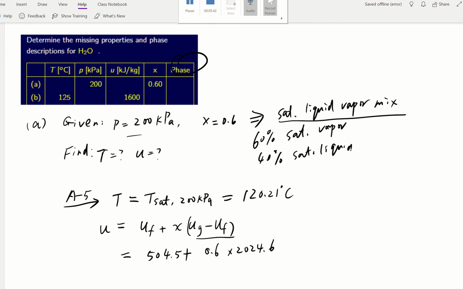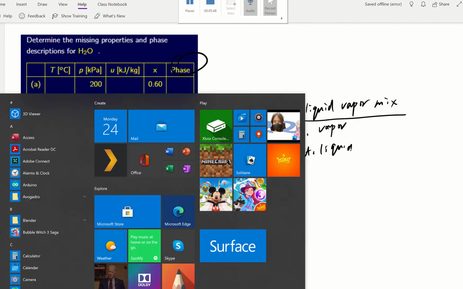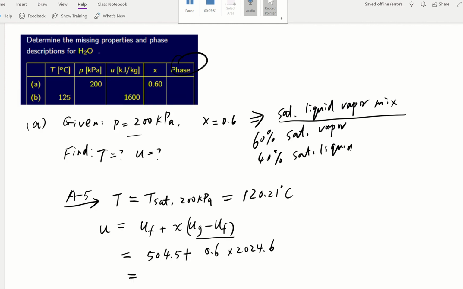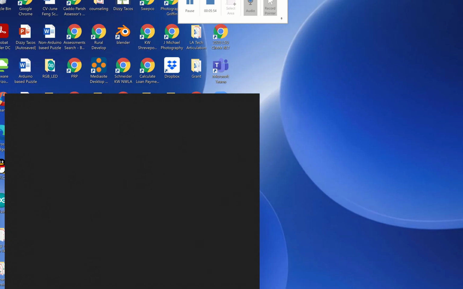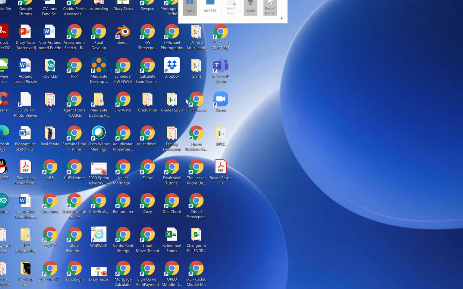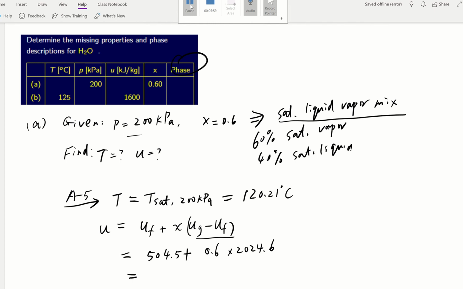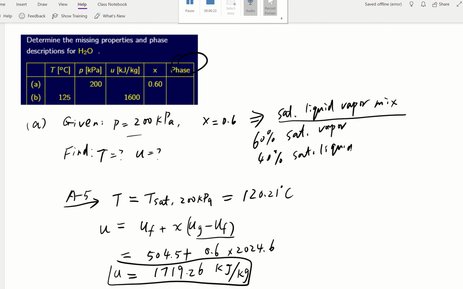Okay, knowing that, we can go ahead and calculate our U. I'm going to get my calculator up right here. Putting it in the calculator, my answer gives me 1719.26. And what will be the unit? The unit will be kilojoule per kilogram. That's going to be our specific internal energy. So we solved question number A.